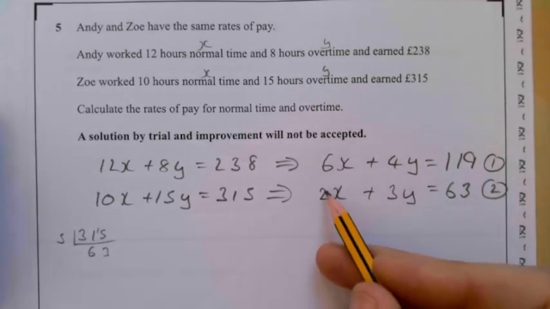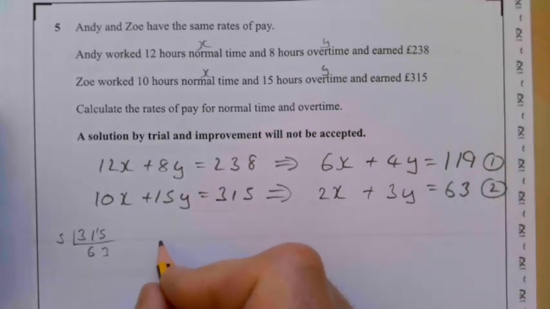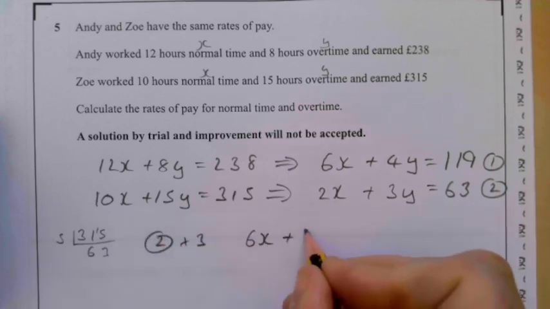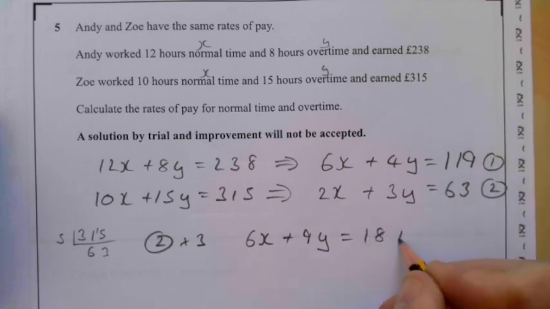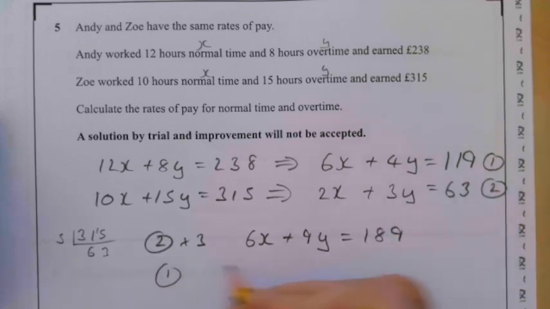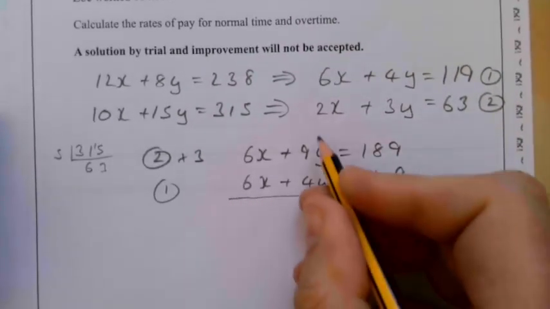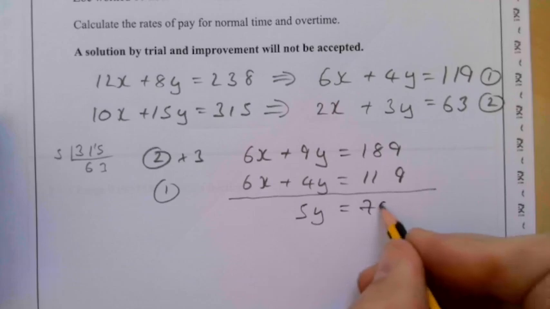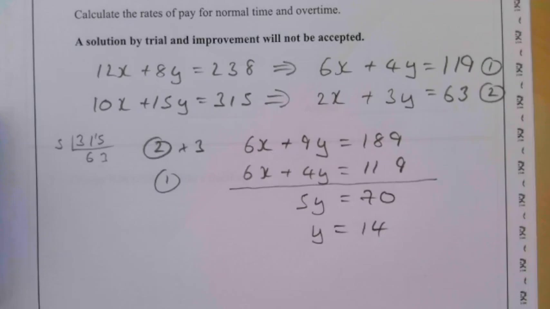So what am I going to do? I'm now going to make the x's the same, so I'm going to times equation 2 by 3. That gives me 6x plus 9y is 189. And then equation 1 is 6x plus 4y is 119. Then I subtract those, so the x's disappear. That gives me 5y is 70. That means y is going to be 14.